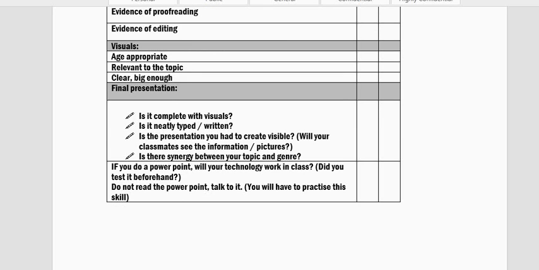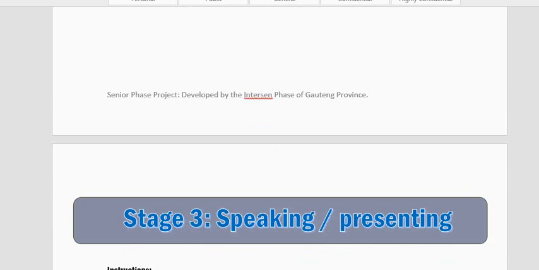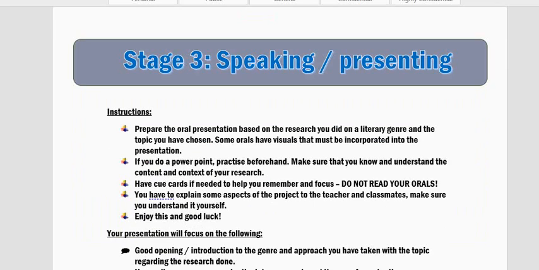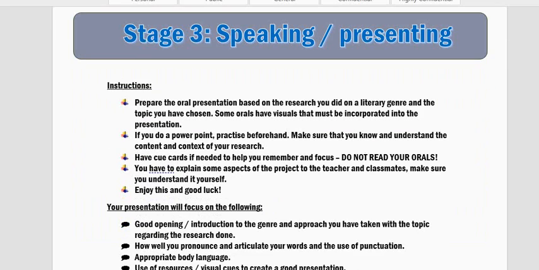And the last point on this page is also very important. If the learner does a PowerPoint, he has to practice it beforehand. He has to practice and see whether he can manage the technology, whether it will work in class. He has to practice presenting the PowerPoint, because a PowerPoint should not be read. You should speak to it. That's a skill that needs to be practiced. Once again, please make sure that your learners have checklists. You can even have a checklist for the grammar part specifically, the language part of the writing part.